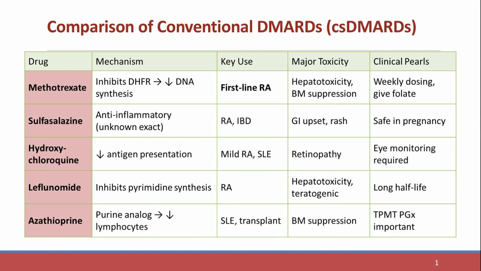This table compares conventional synthetic DMARDs, highlighting methotrexate as first-line therapy in rheumatoid arthritis. Each drug has a distinct mechanism and toxicity profile, which guides clinical selection.